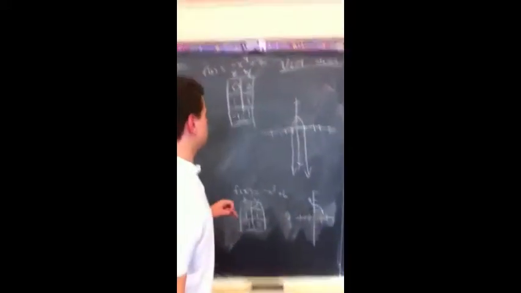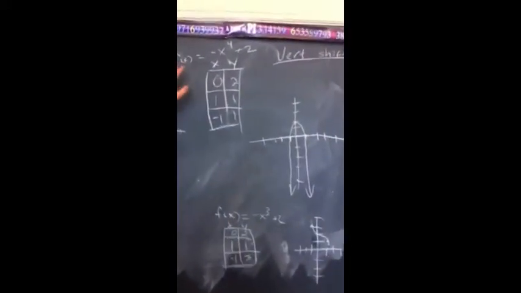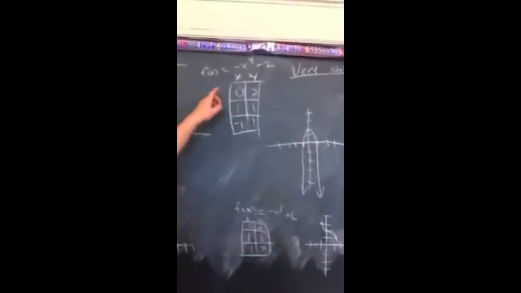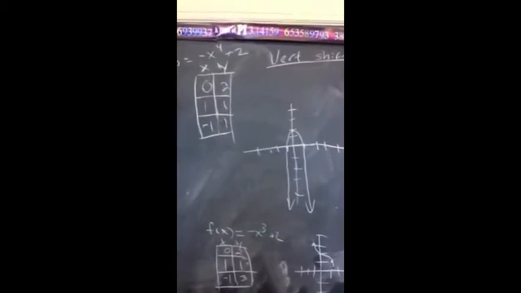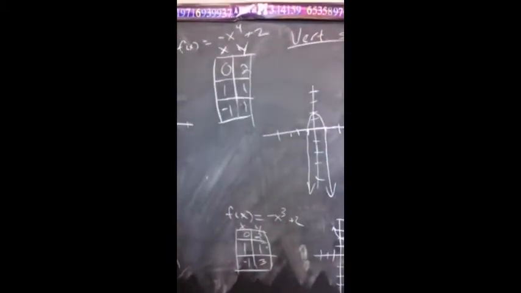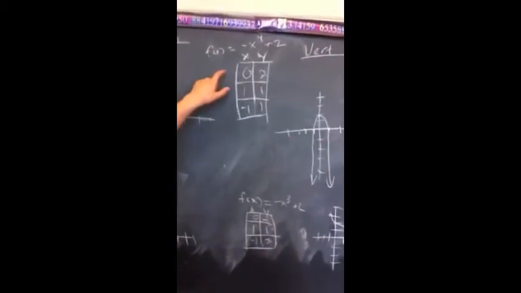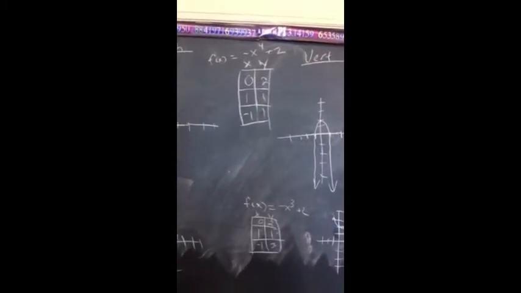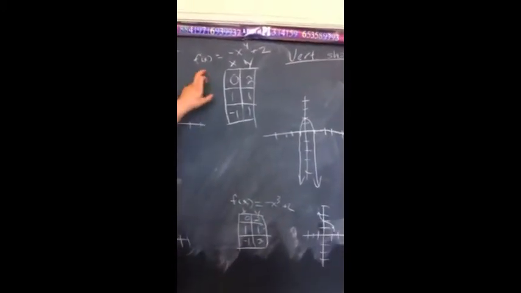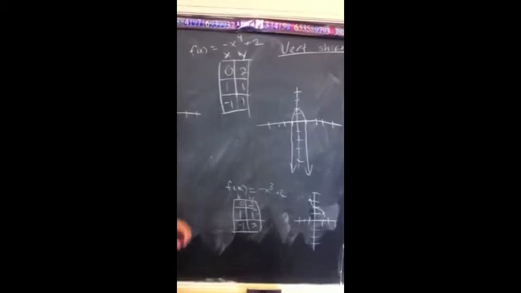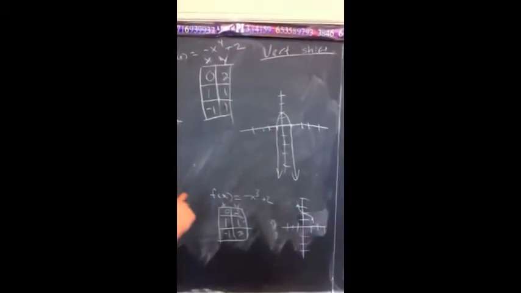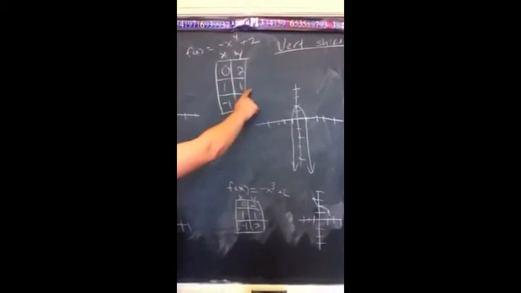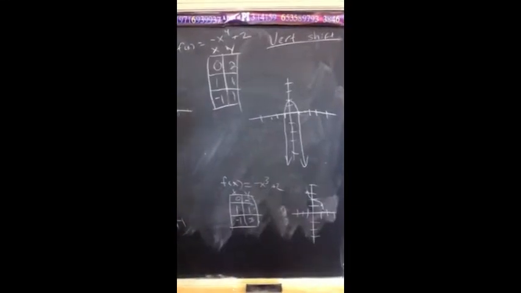For vertical shifts, for example, in the equation f of x equals negative x to the fourth plus 2, you're going to do the exact same thing with an xy table. You're going to plug in 0, 1, and negative 1 again for the same equation. This time you're going to get 2, 1, and 1.